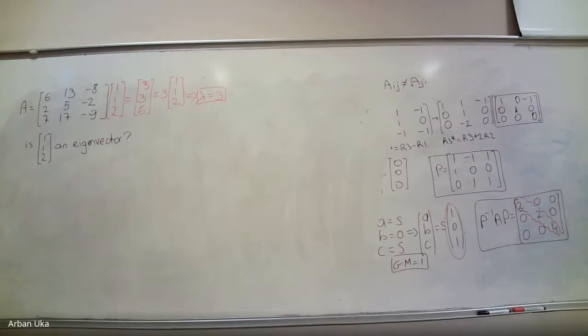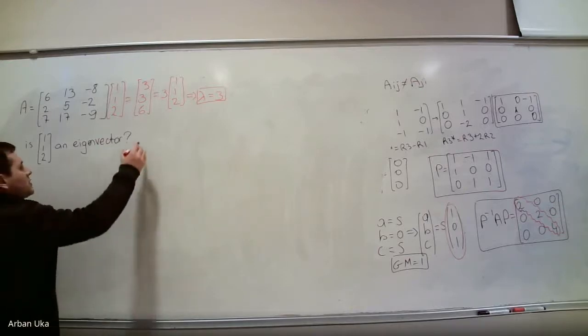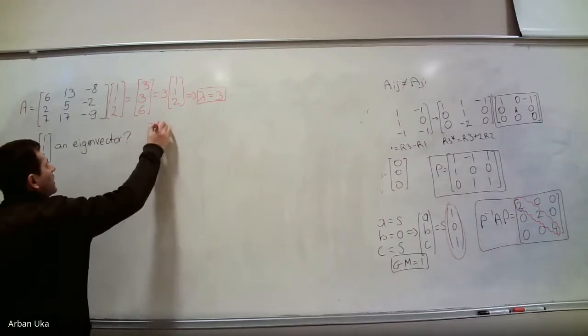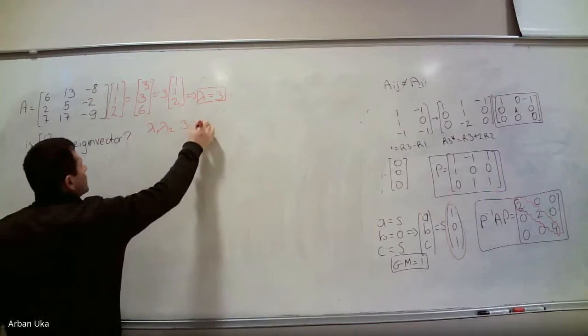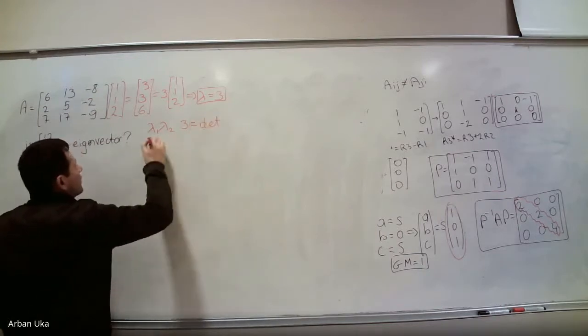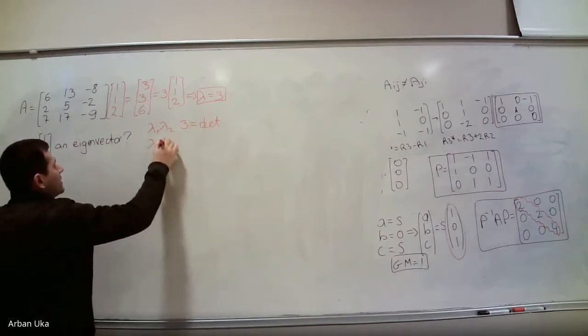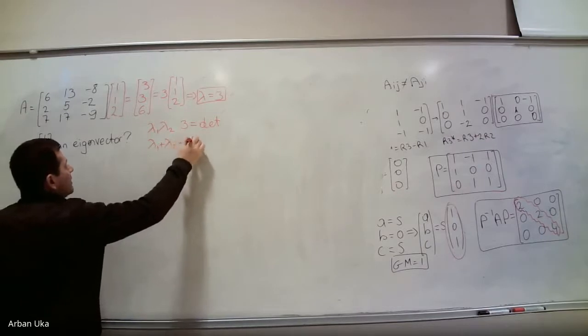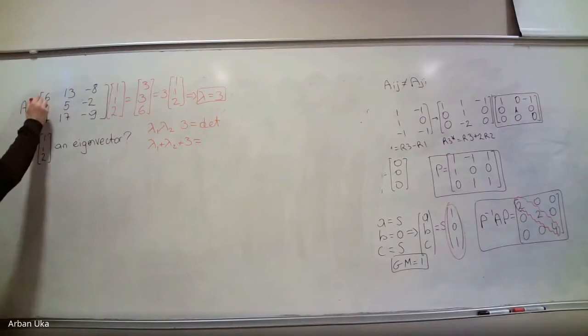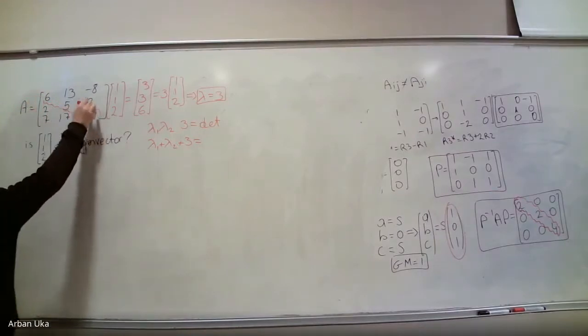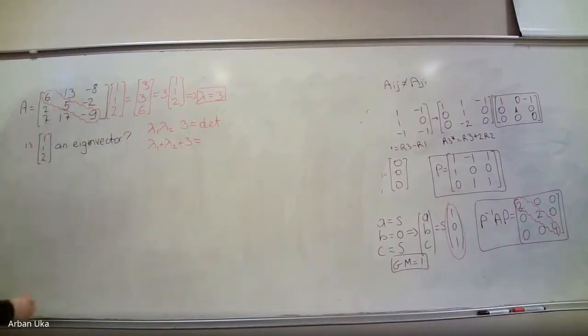And can we find the other eigenvalues? So let's have a look actually. So we have lambda 1 times lambda 2 times 3 is equal to the determinant, right? And also lambda 1 plus lambda 2 plus 3, this is equal to the trace. What is the trace here? This is 11 minus 9, this is equal to 2.